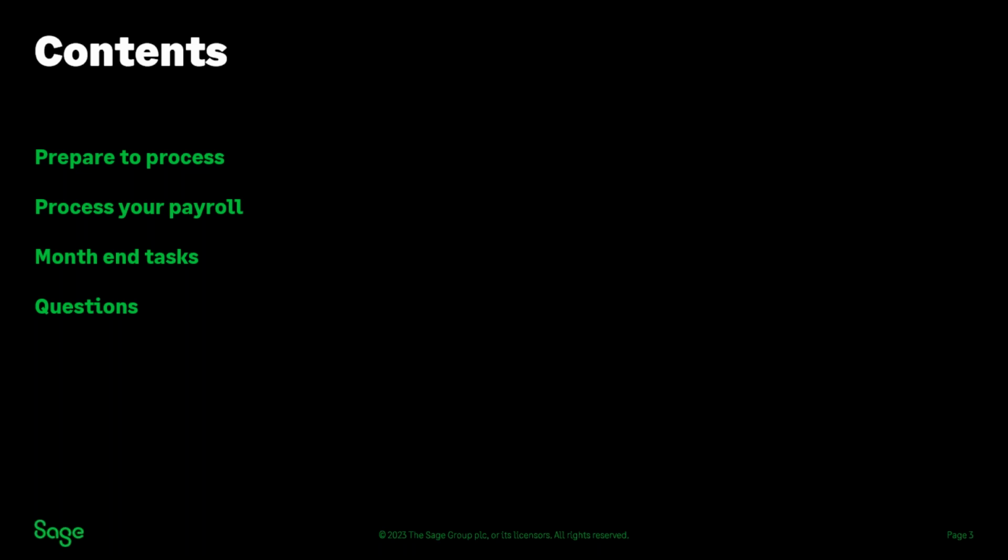And then the third section is your month-end tasks. So this is all involving working out your payment to HMRC, and then in some cases doing a month-end submission. And then at the end, we usually have around 5 minutes remaining to continue answering your questions in the Q&A.